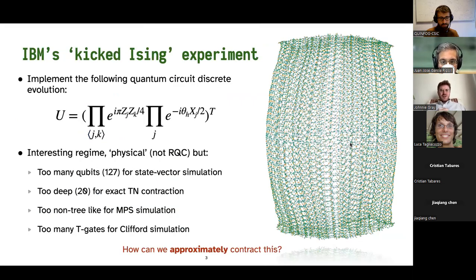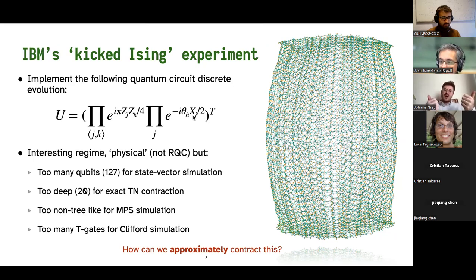So the experiment, just to motivate this all, is a kicked Ising experiment. It's not really a pure real-time evolution, because we have gates which are quite far from the identity. But they implemented the following quantum circuit. In each layer of one of these time steps, you have this ZZ rotation entangling gate acting on all pairs in this lattice here. And then you have some X rotation acting on every qubit individually.